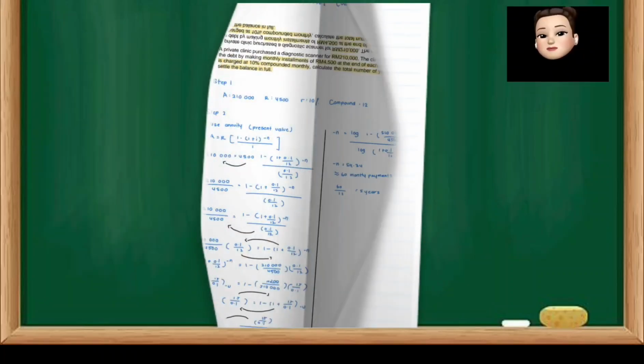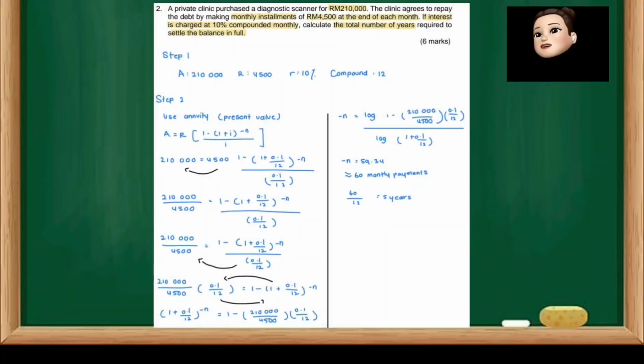This is question 2 for part B. A private clinic purchased a diagnostic scanner for 210,000 ringgit. The clinic agrees to repay the debt by making monthly installments of 4,500 ringgit at the end of each month. If interest is charged at 10% compounded monthly, calculate the total number of years required to settle the balance in full. So we need to identify the given information: present value A is 210,000 ringgit, monthly payment R is 4,500 ringgit, annual interest rate is 10% or 0.1, and it was compounded monthly.